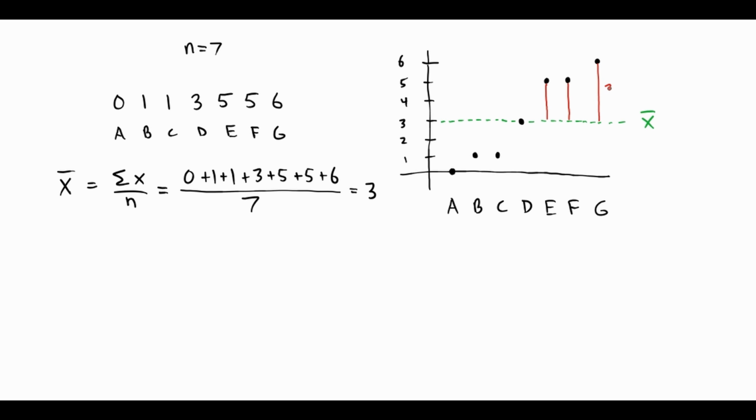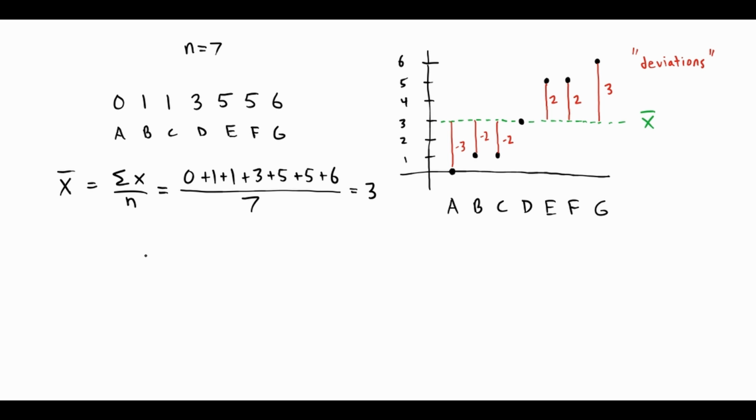So this one's got a difference of 3 from the mean. This one has a difference of 2. This one has a difference of 2. This will be a -2, -2, and -3. Those are called deviations. We want to find an average, a sort of average of the deviations. That's what a standard deviation is.